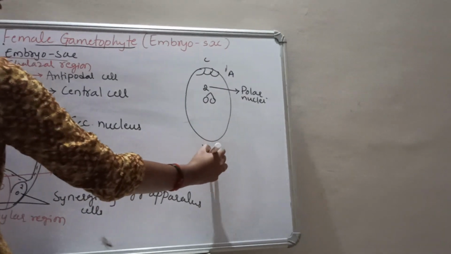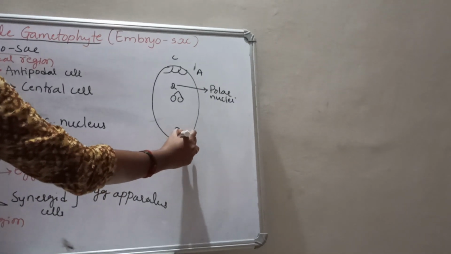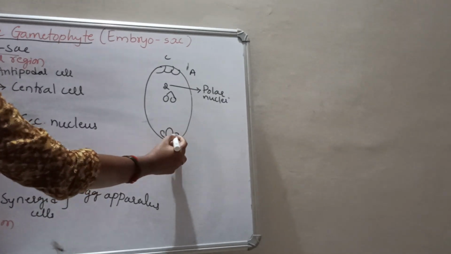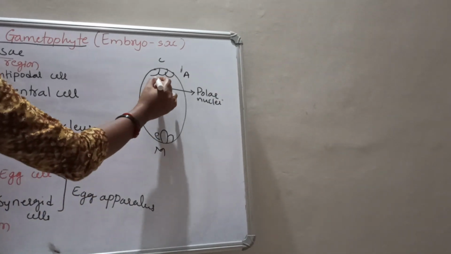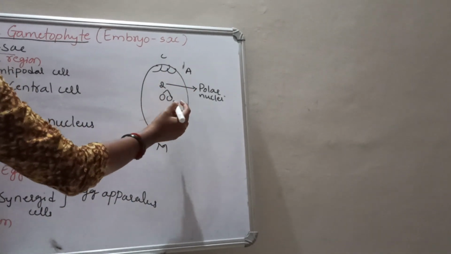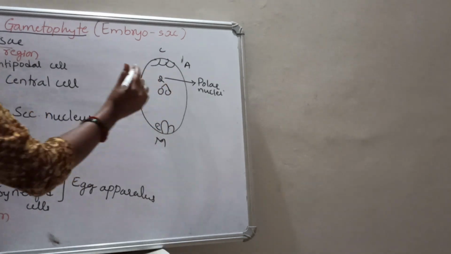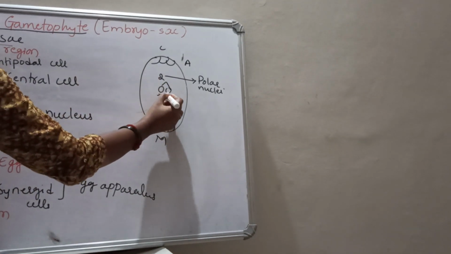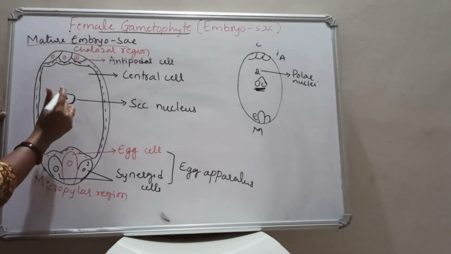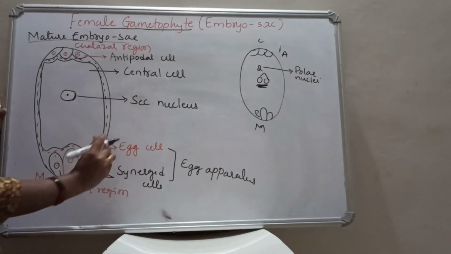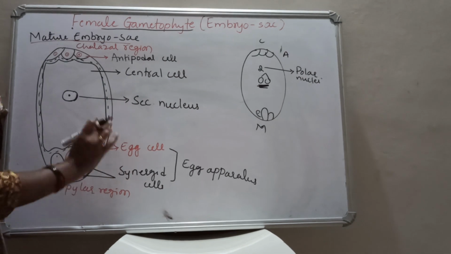These are the antipodal cells at the chalazal region. It is the micropylar region. The 1 egg cell is present and the 2 synergid cells are present, and this is the central cell. Before going to fertilization, these 2 polar nuclei get fused and become the secondary nucleus.